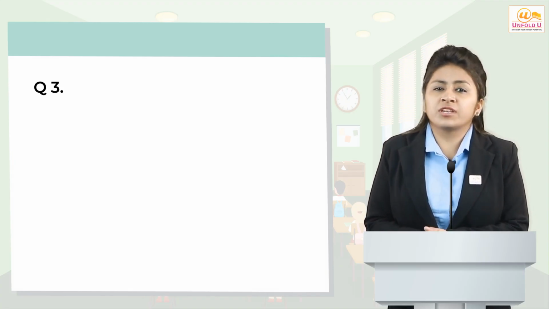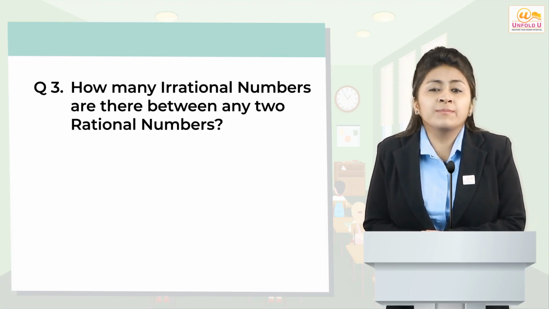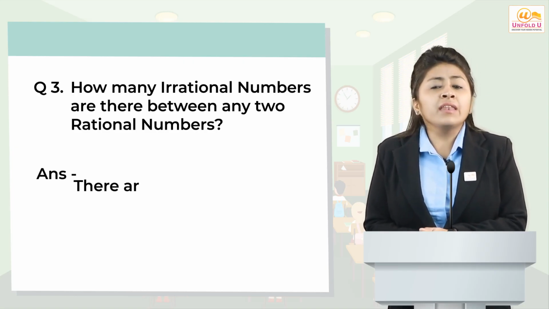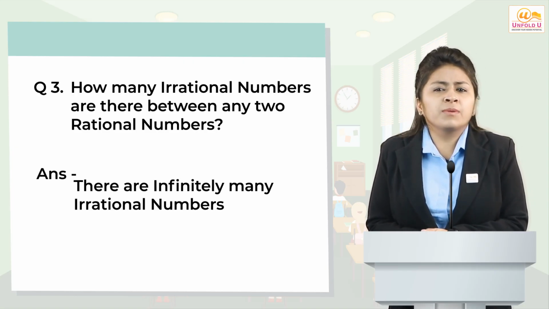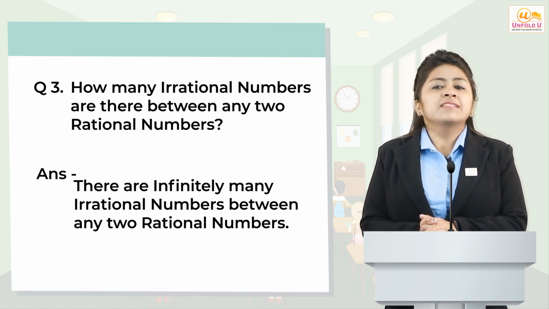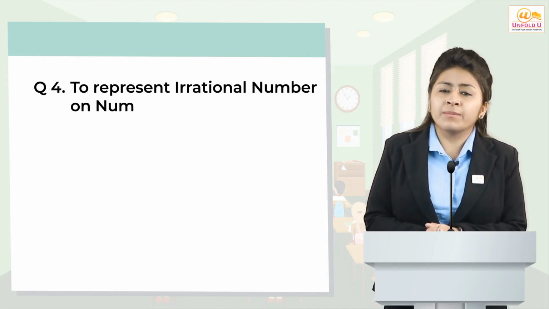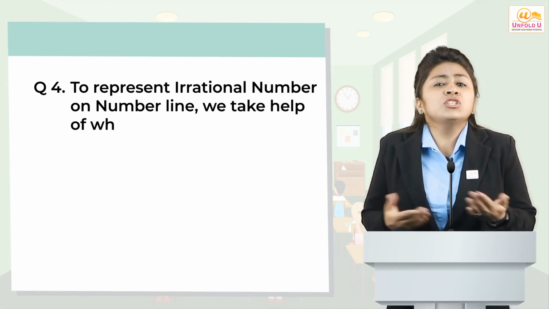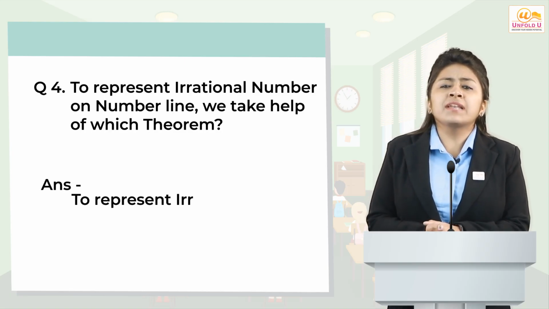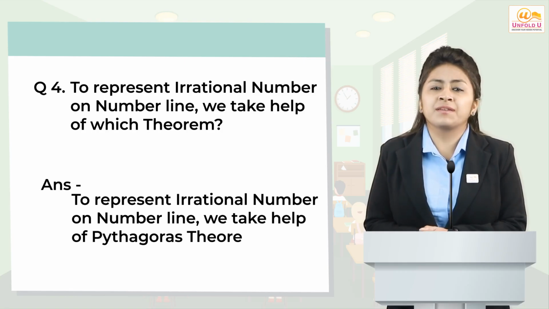The third question is, how many irrational numbers are there between any two rational numbers? Yes, you are right. There are infinitely many irrational numbers between any two rational numbers. The last question is, to represent an irrational number on the number line, we take help of which theorem? The answer is, we take the help of the Pythagoras theorem.